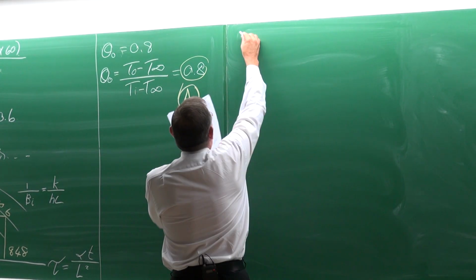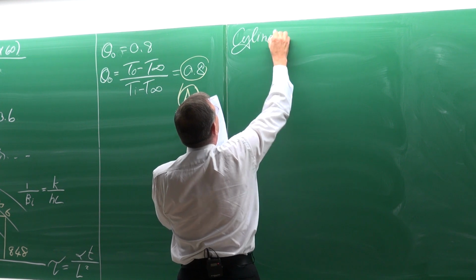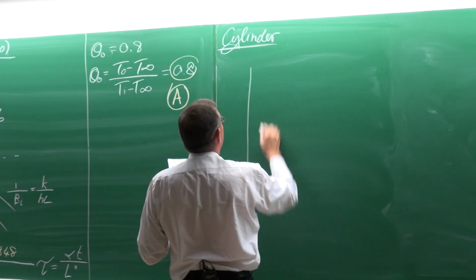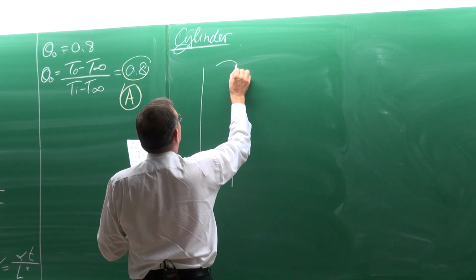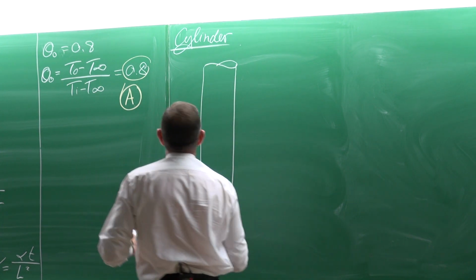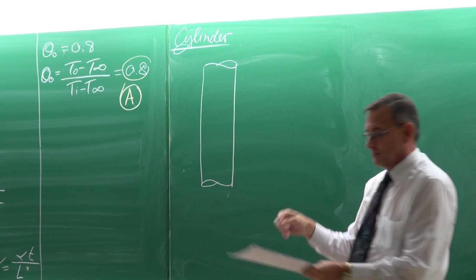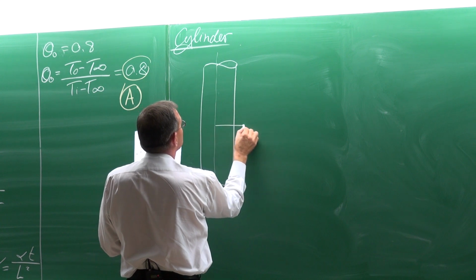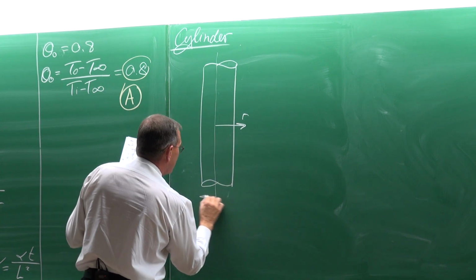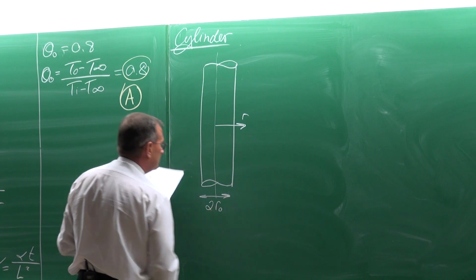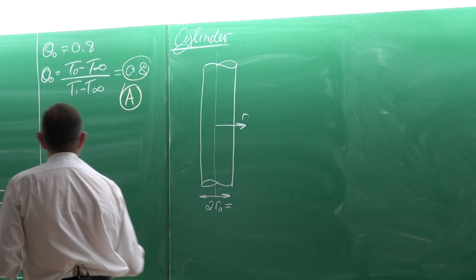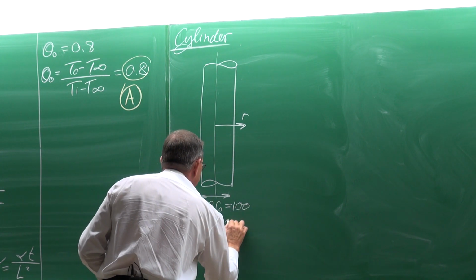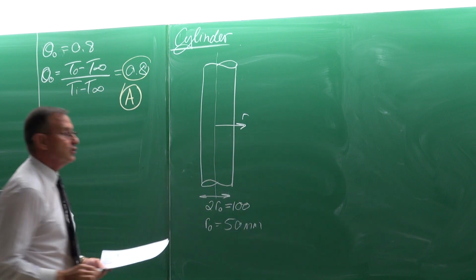Let's go to the second part, in which we now consider the cylinder. So for the cylinder, the solution that we can get would be for a cylinder like that, a very long one, and the coordinate system that we've previously used was R, where that is equal to 2 times R0, which is equal to 100 millimeters, which means R0 is 50 millimeters. You agree?